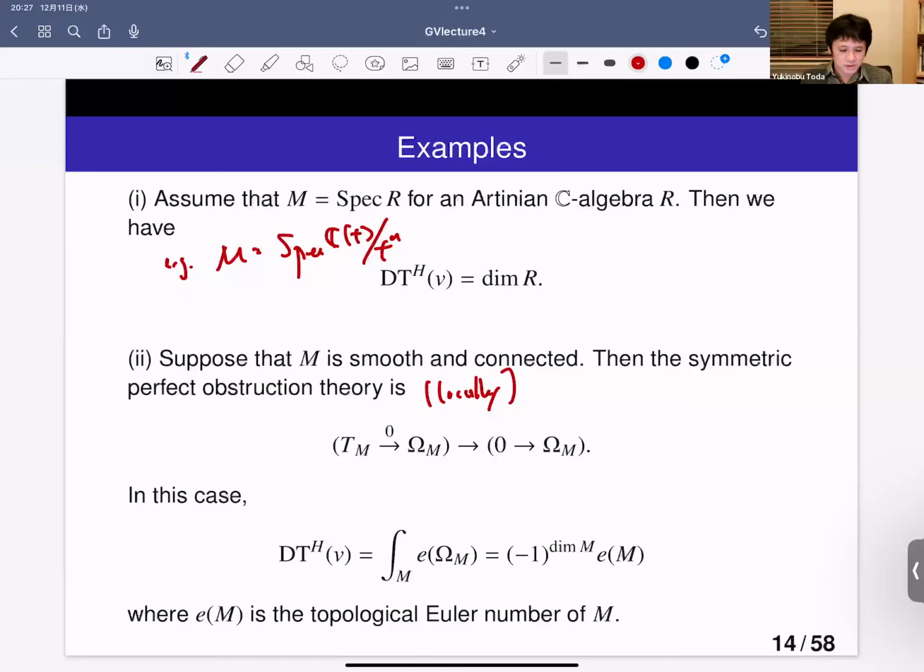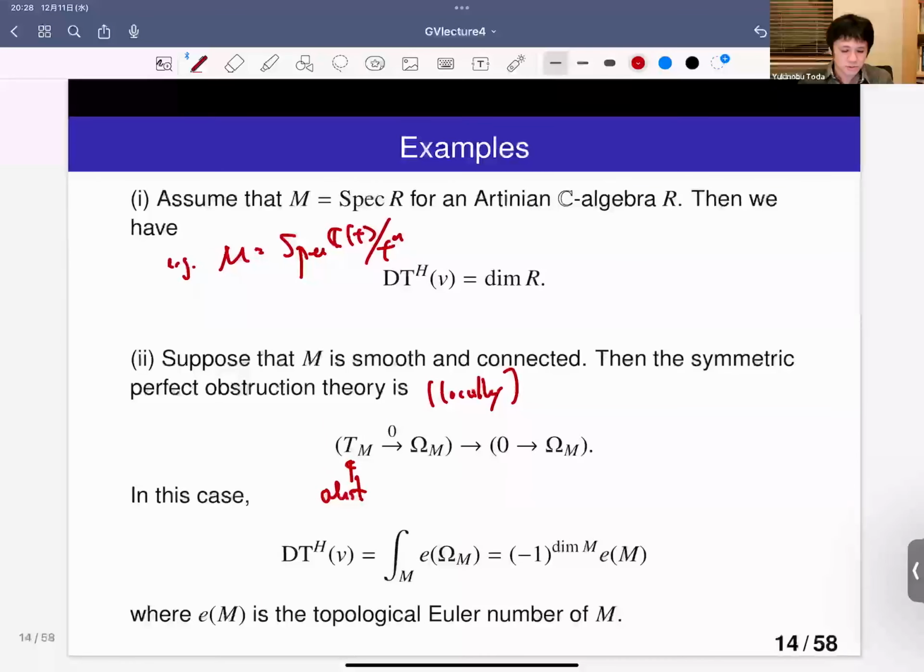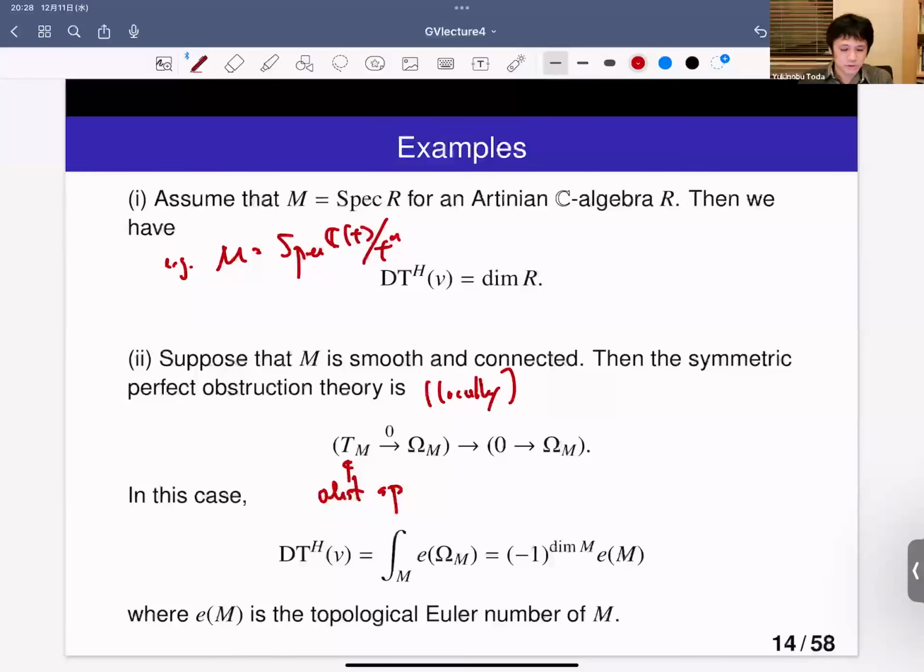Then the Donaldson-Thomas invariant is given by the integration of the dual of this one. This one now corresponds to the obstruction space; more precisely, its dual is the obstruction space. And in that case, we take the integration of its Euler class. So this is nothing but the Euler number of M up to sign.